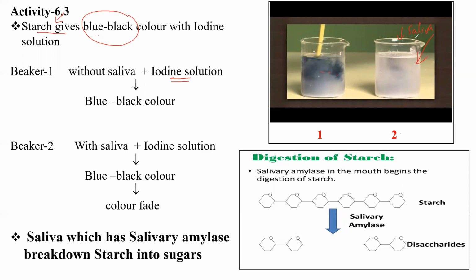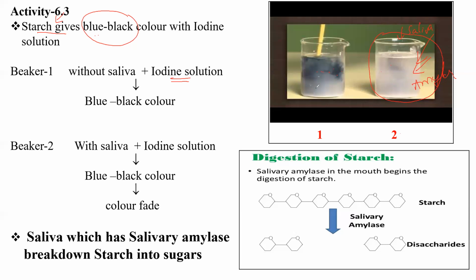Because the saliva contains salivary amylase, which has to react, meaning break down this starch into simple sugars. For that, we have to give some time. Once we add the iodine solution, both beakers first turn blue-black in color. After some time, the second beaker solution turns colorless, meaning the color fades. Like how the starch solution first looks, in the same color it comes.